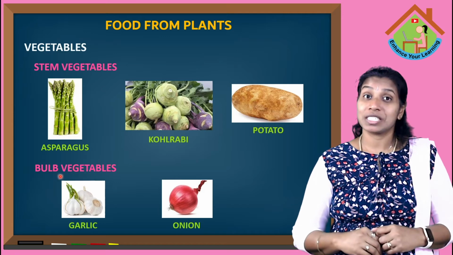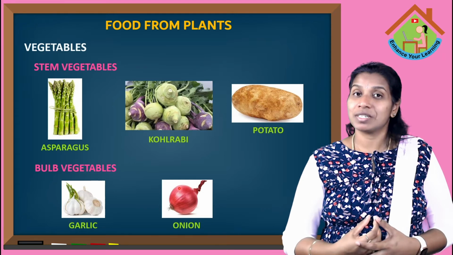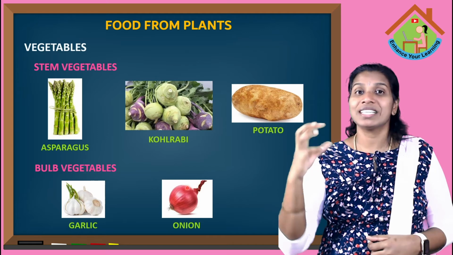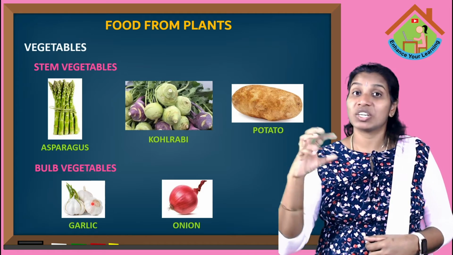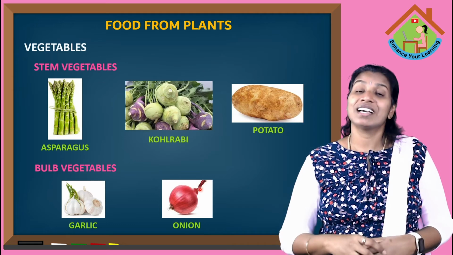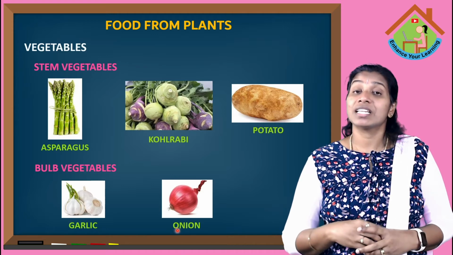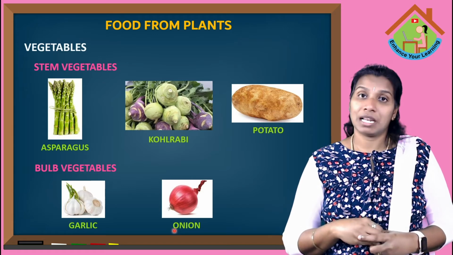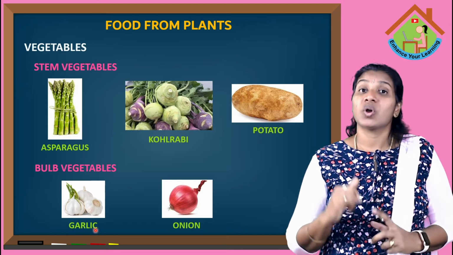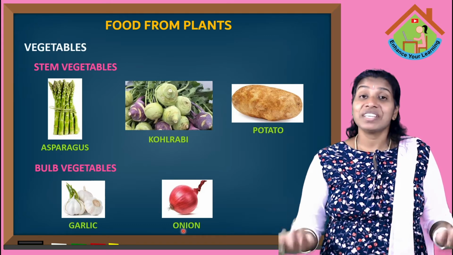Okay, kids? Next we are going to see bulb vegetables. Why are they called bulb vegetables? Because they are the shape of a bulb. You see the image of onion and garlic? It is the shape of a bulb. So it is called bulb vegetables. This will store its nutrients inside the bulb. Understood, kids? So what are the examples of bulb vegetables? Onion and garlic.